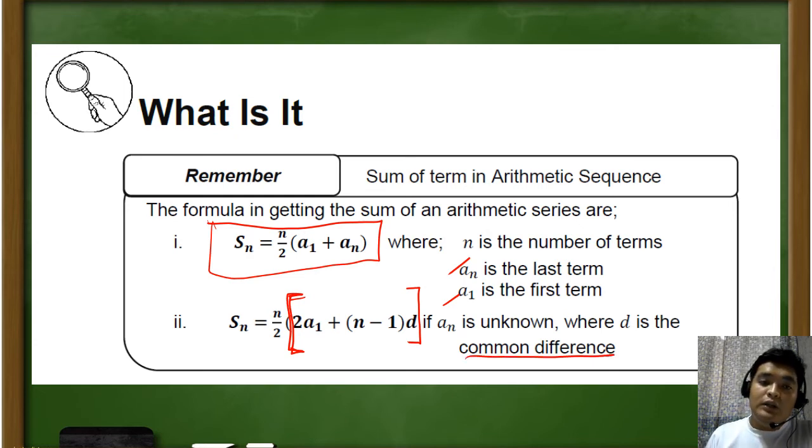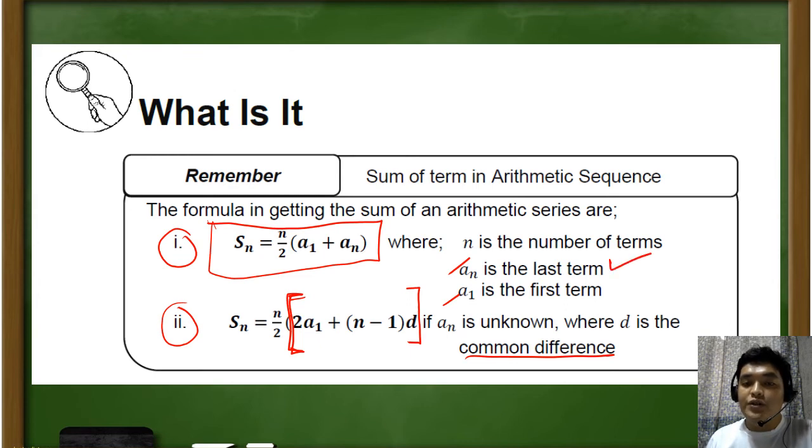Again, the difference between these two formulas: for the first formula, if the last term or first term is given, you will use this formula. Then, if we do not know the last term but the difference, or common difference, is given, we will use this other formula. Okay? Let's proceed now to our examples.